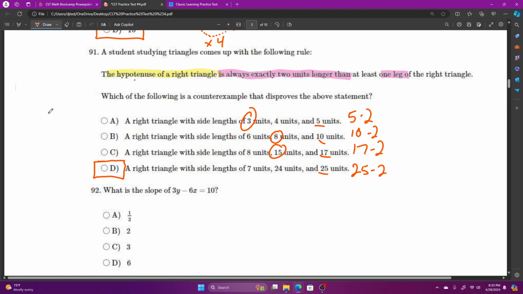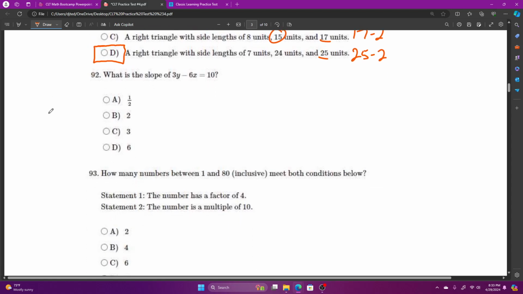And then next, question number 92. What is the slope of 3y minus 6x equals 10? So here we have a linear equation written in standard form, and we want to rewrite this into slope-intercept form. In order to do that, we need to get the y only by itself. We're going to isolate the y.